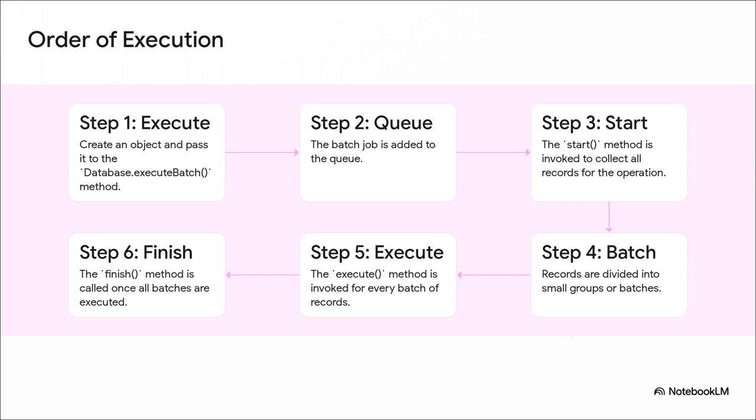Once it has that big list, the system automatically chops it up into smaller batches. Then comes the workhorse, the execute method. It runs over and over, once for each little batch. And after every single batch is done, the finish method gets called to do any final cleanup or send out notifications. Start, execute, finish. Simple as that.